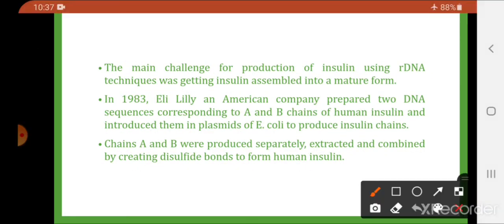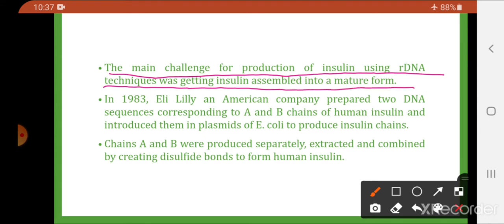Now, the main challenge for production of insulin using a recombinant technique was getting insulin assembled into a mature form. In our body, three chains are synthesized, that is, first the prohormone is secreted containing peptide A, peptide B and peptide C. The peptide C will be removed during maturation, in its conversion from the prohormone to the active form of the hormone.